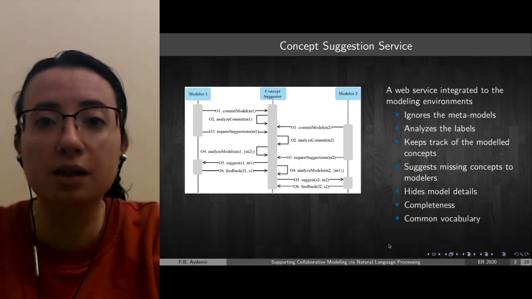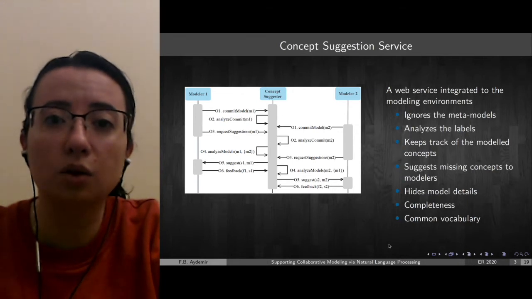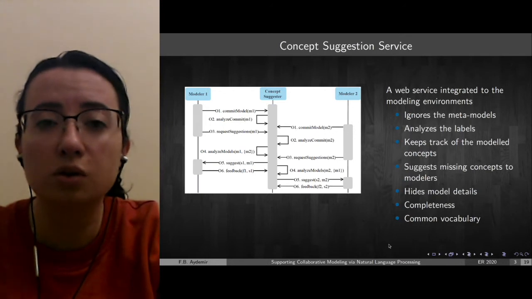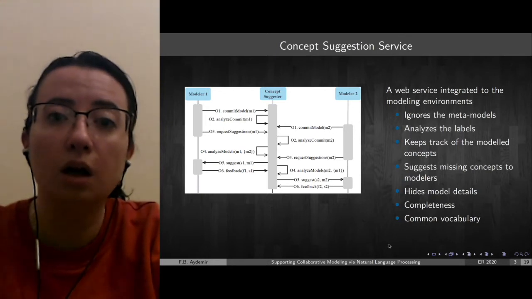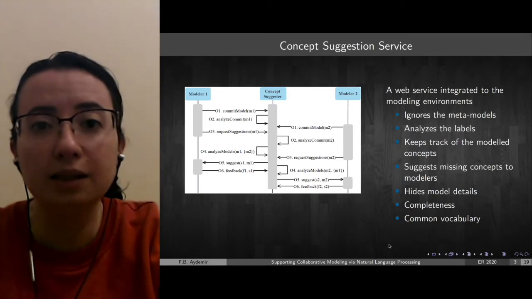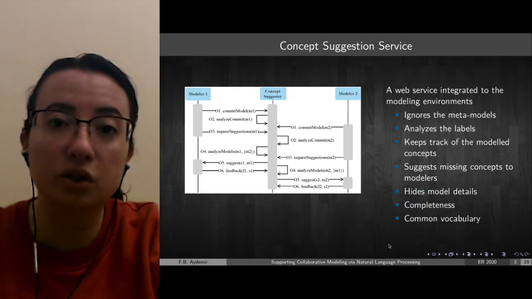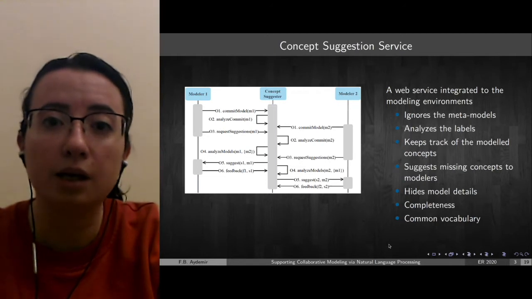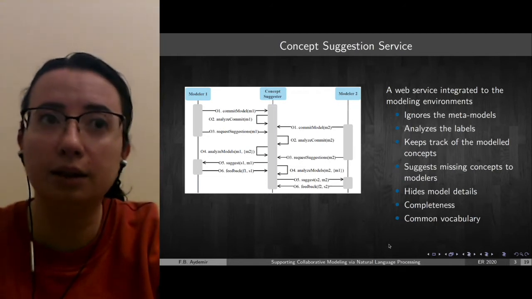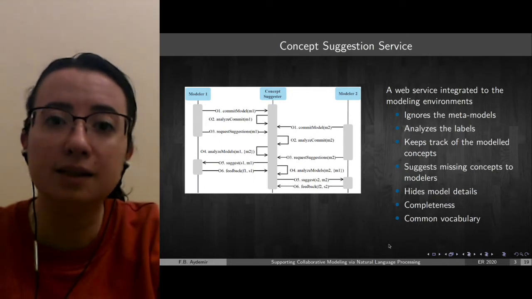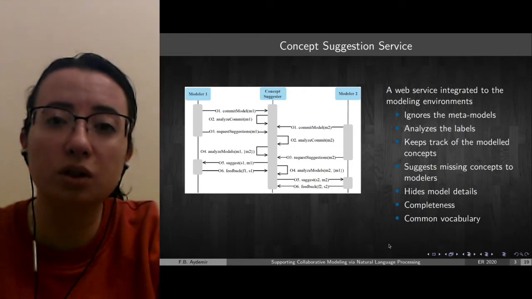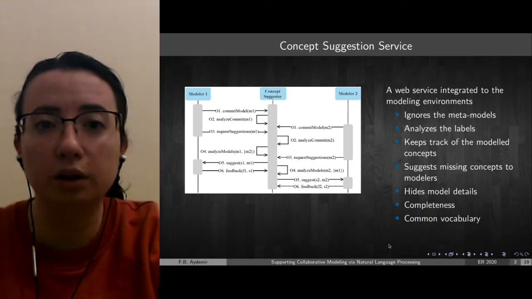The service is agnostic to the modeling languages, so it's quite easy to add a new modeling language. There is no need to spend time and effort on meta-model alignment. It is also not interested in the model structure, so you do not need to share the whole model, but just the textual labels. The service analyzes these textual labels. A textual label can be the comments or entity labels or relation labels, and it keeps track of which concepts are included in the model.